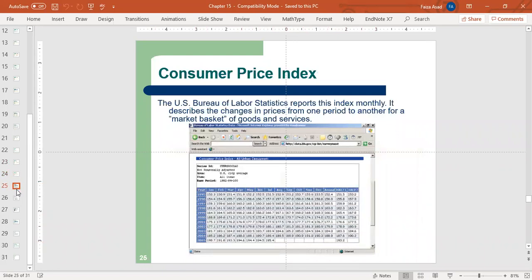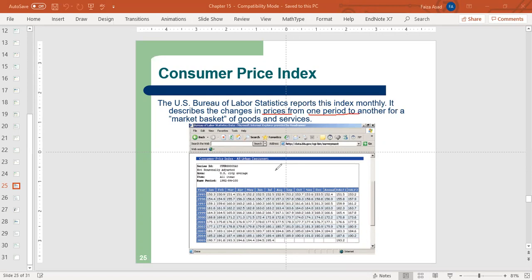This is the consumer price index, the most important one. This price index is basically used to track the inflation. Inflation is defined as the increase in prices. So what does it report? This interface is showing basically the monthly index of the US Bureau of Labor Statistics. It describes the changes in price from one period to another for a market basket of goods and services.